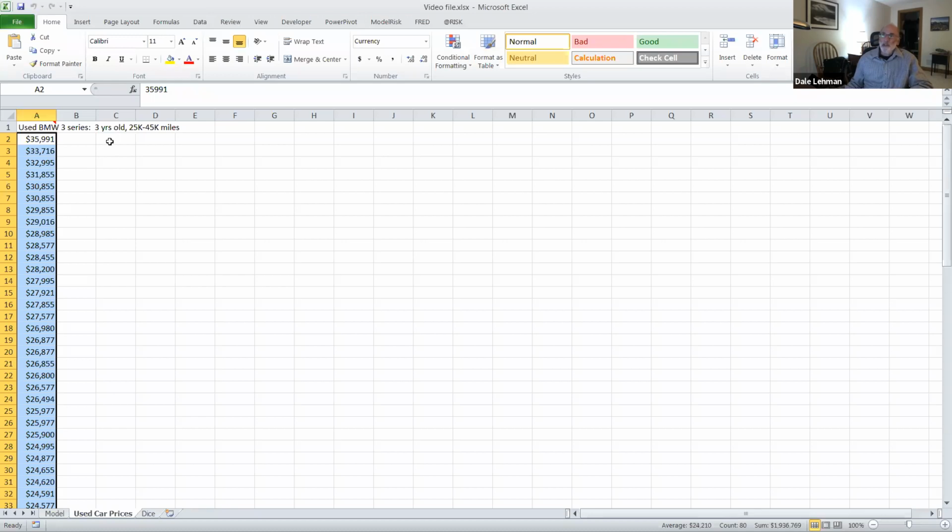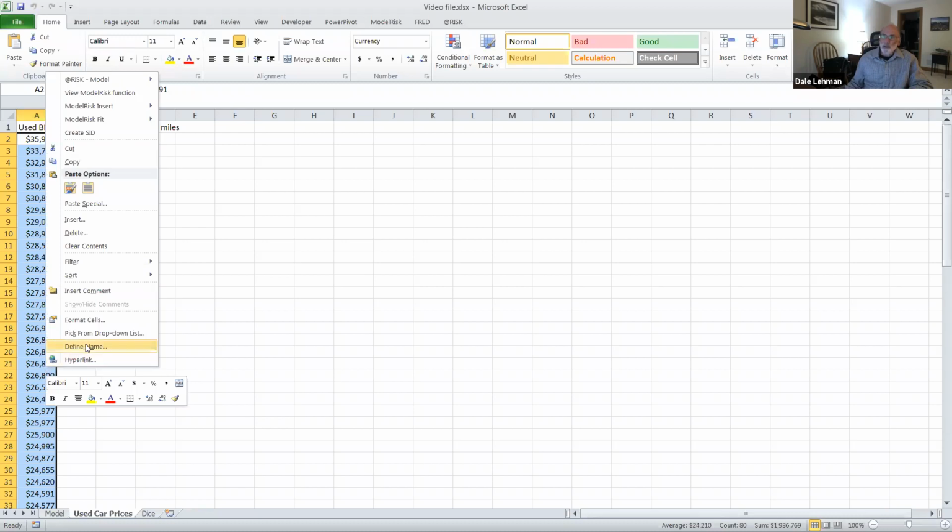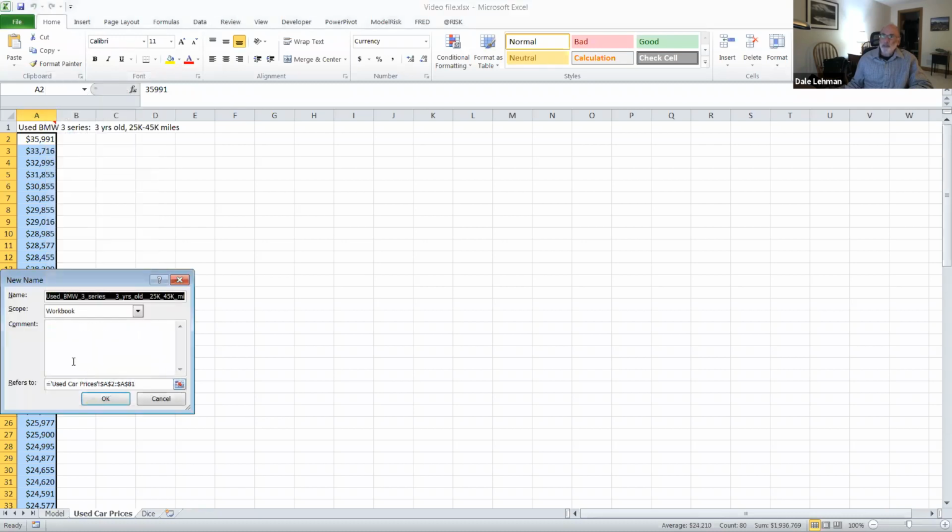Now, one thing we could do, and actually I don't want to keep typing in the range here, so I'm going to want to put a formula. I want to find the minimum value in this range, and rather than constantly writing the range A2 to A80, it might be useful to define a name for this. Let's call it, no spaces, UsedCars.